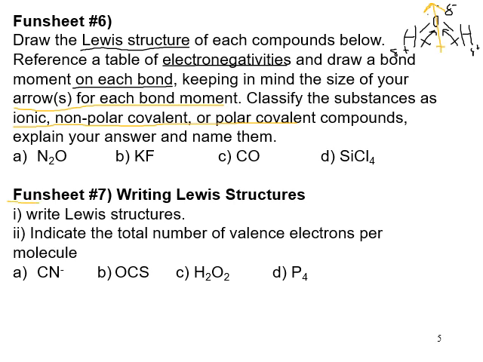For fun sheet number 7, it's kind of the same thing. Write the Lewis dot structure. Indicate the total number of valence electrons per molecule, and that's all there is for that one. So remember, if it's negatively charged, you would add an electron to your total. If it's positive, you would take away. The rest of these are neutral. And I give you a hint on your fun sheet about P4 and that each phosphorus is attached to 3 other phosphorus atoms. That was a little bit challenging, but it's 3-dimensionally very interesting. So that's what you would want to do for fun sheet number 6 and number 7.